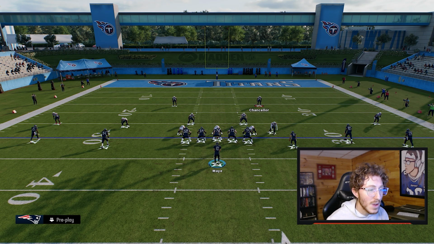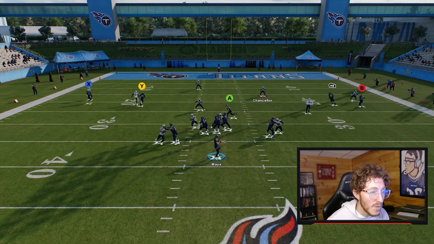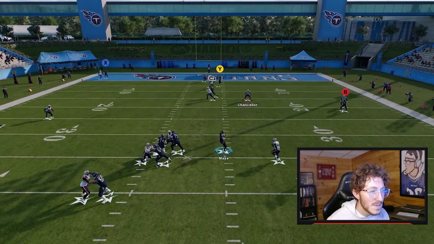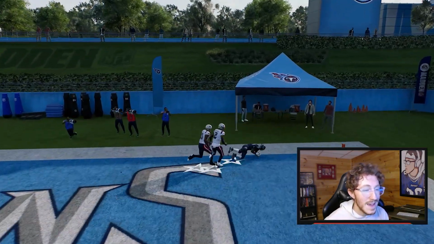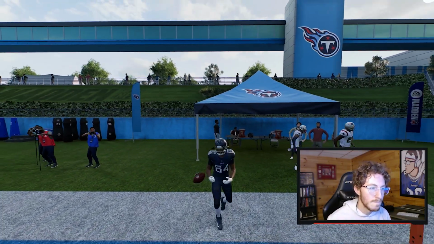When we go to say hike, what you're going to see is that the left guard is now in perfect position to pick that up. And that gives us all the time in the world to step up into the pocket and make the reads that we need to down the field.